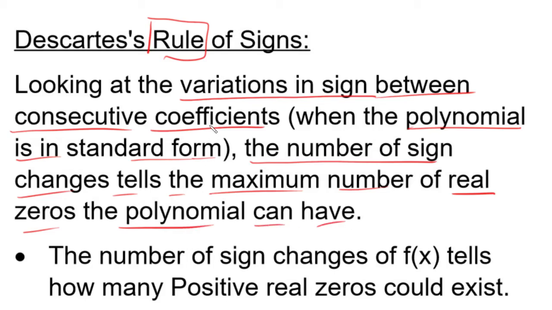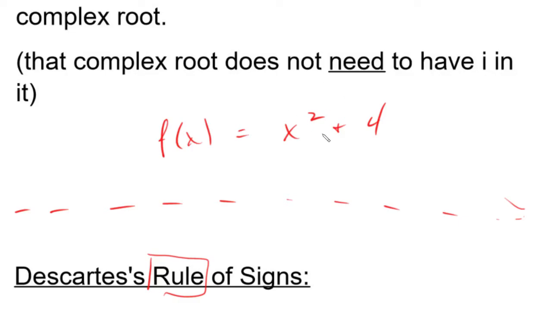Oh my gosh, it's already so much more useful. First off, it works for any polynomial. They don't just have to have integer coefficients, so we're already ahead of the game compared to the rational root theorem. All you have to do is think about the polynomial when it's in standard form, so you don't have to add anything. The number of sign changes tells you the maximum number of real zeros the polynomial can have. This is so useful, and we'll look right back at this polynomial in just a second.